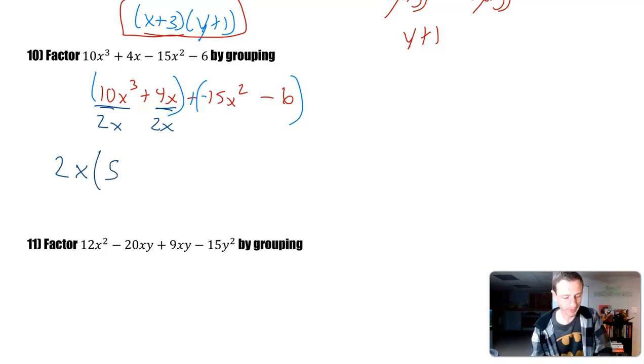10 divided by 2 is 5. X to the third divided by x to the first is 3 minus 1, which is 2, so x squared. 4 divided by 2 is 2. X is canceled, so 5x squared plus 2.